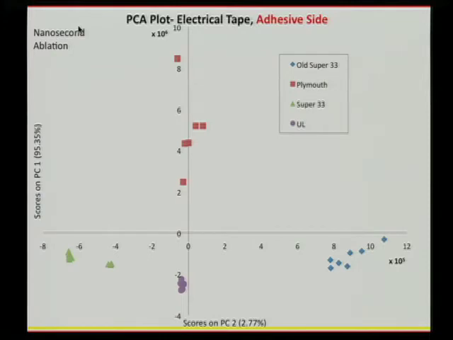Again, note that we have some very tight clustering between all 4 brands. I actually was looking at 2 different brands of Super 33. One was probably from the 70s, has been around since before I was born. And one of them is actually a very new roll. And notice how they actually do differentiate themselves in the PCA plot.